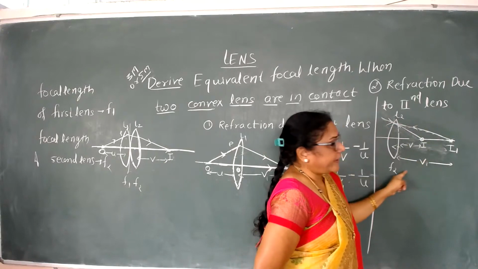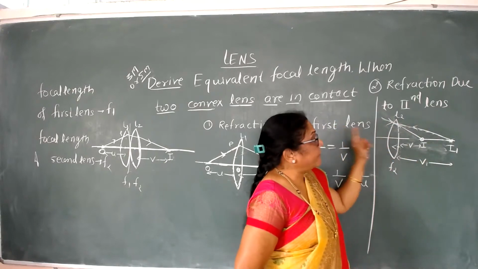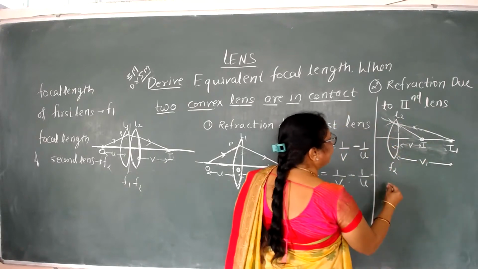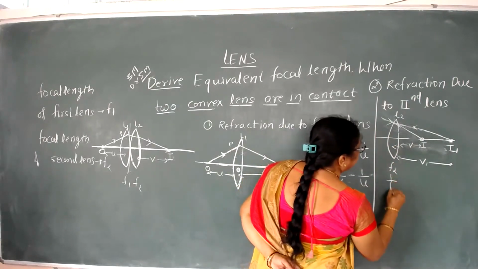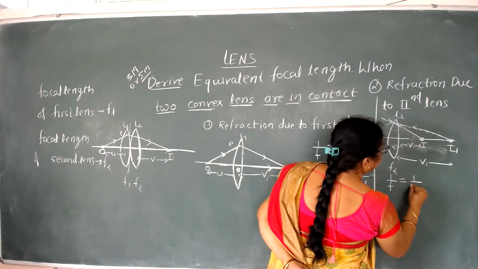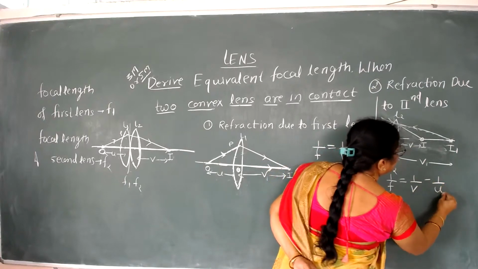Then again apply the lens formula for this figure. And we know that the formula is 1 divided by f is equal to 1 divided by v minus 1 divided by u.